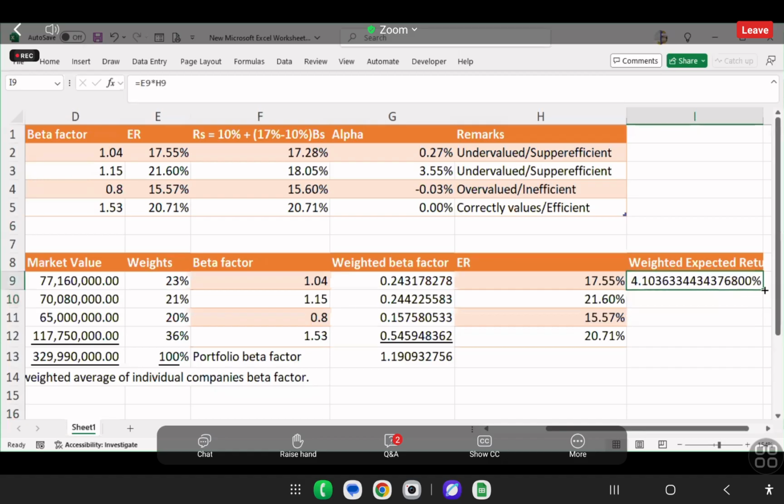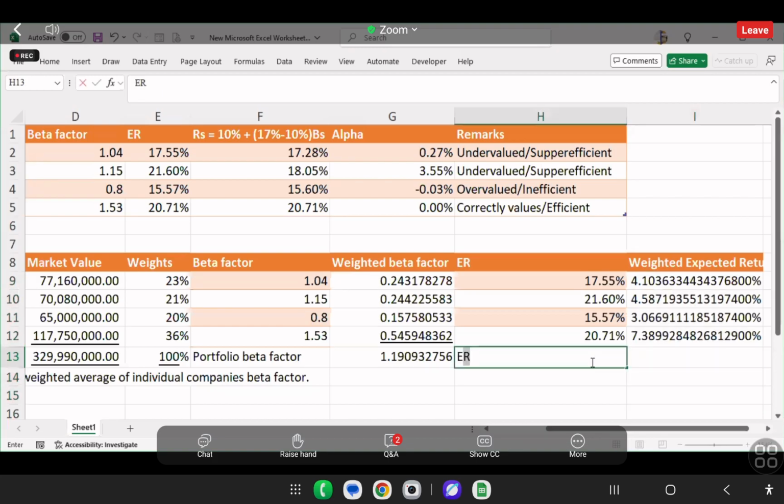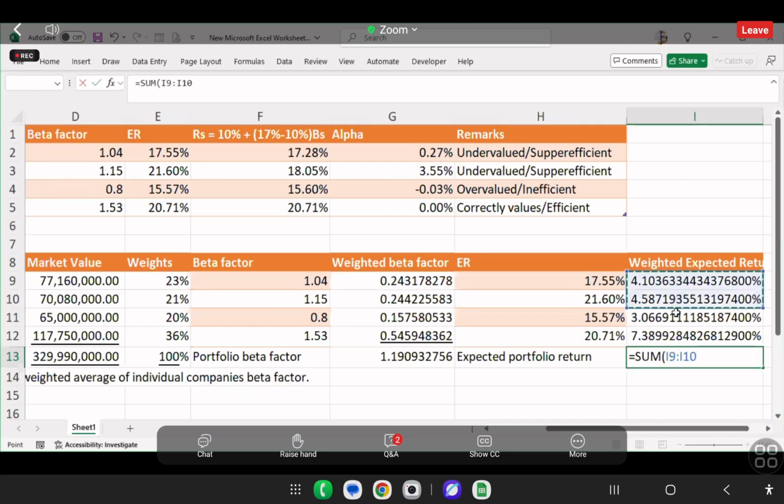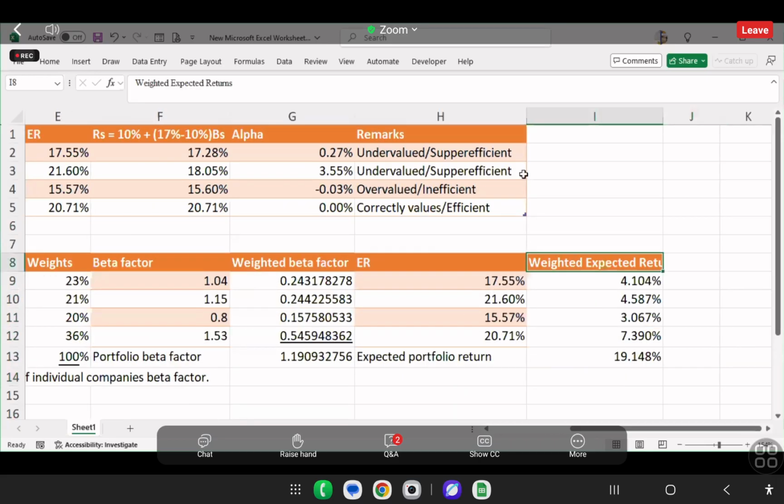Here I got my expected returns that way. So the expected portfolio return is equal to the sum of this. You sum up this like that. This one will give us the expected returns of the portfolio. Let me reduce the number of decimal places to make it look better. Let me give it 3 decimal places like that. So this is the weighted expected return of the portfolio.